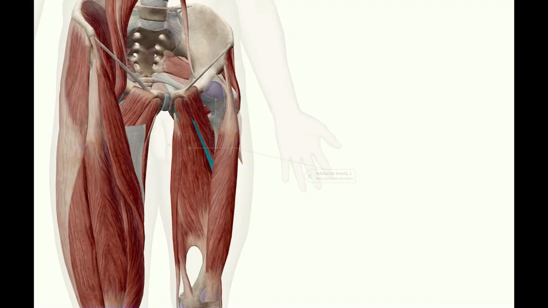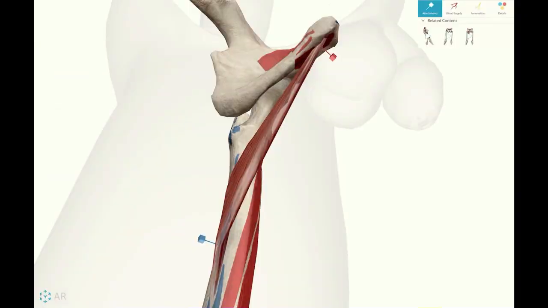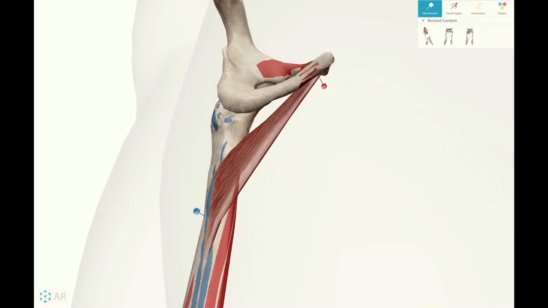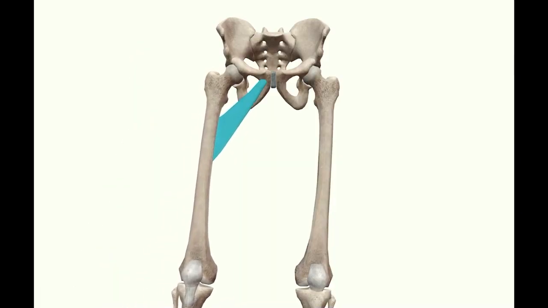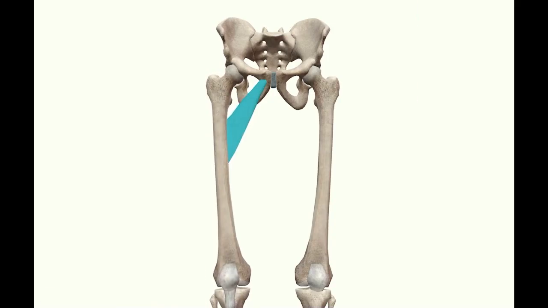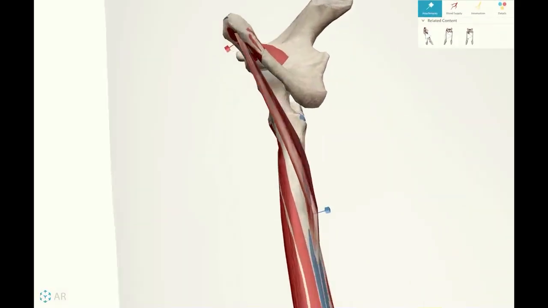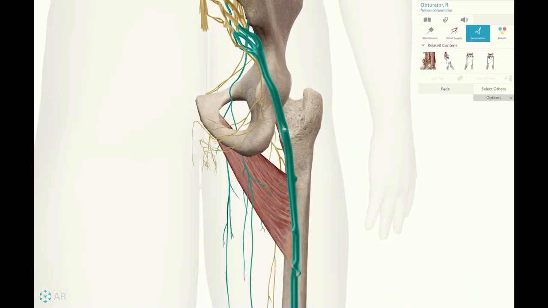The adductor brevis muscle. As we can see, its origin is from the inferior ramus of the pubis, and it inserts onto the linea aspera of the femur. Its main action is hip adduction. And let's not forget, it's innervated, that's right, by the obturator nerve.